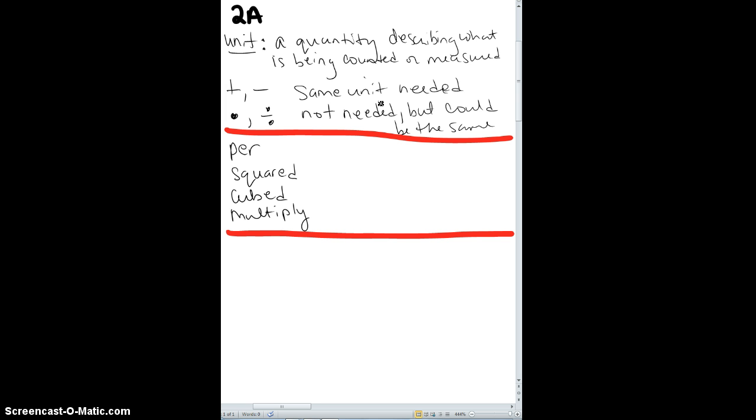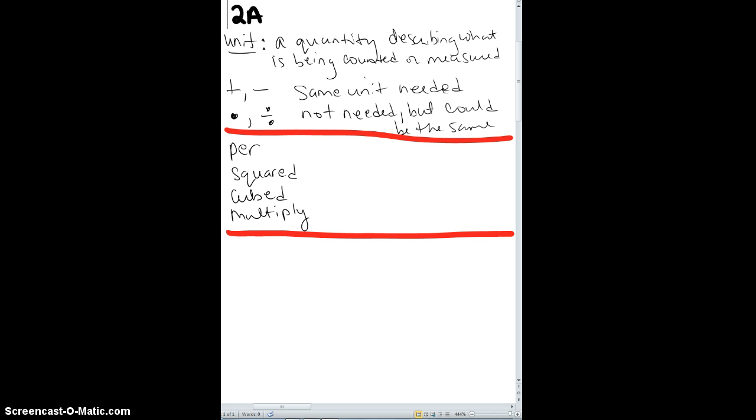Multiplying and dividing, remember we talked about when I reviewed the fractions, it's not necessary to have the same units, although you could. So I could multiply feet by feet and get square feet, like when I do area, or meters times meters times meters and get cubic meters, but it's not necessary.